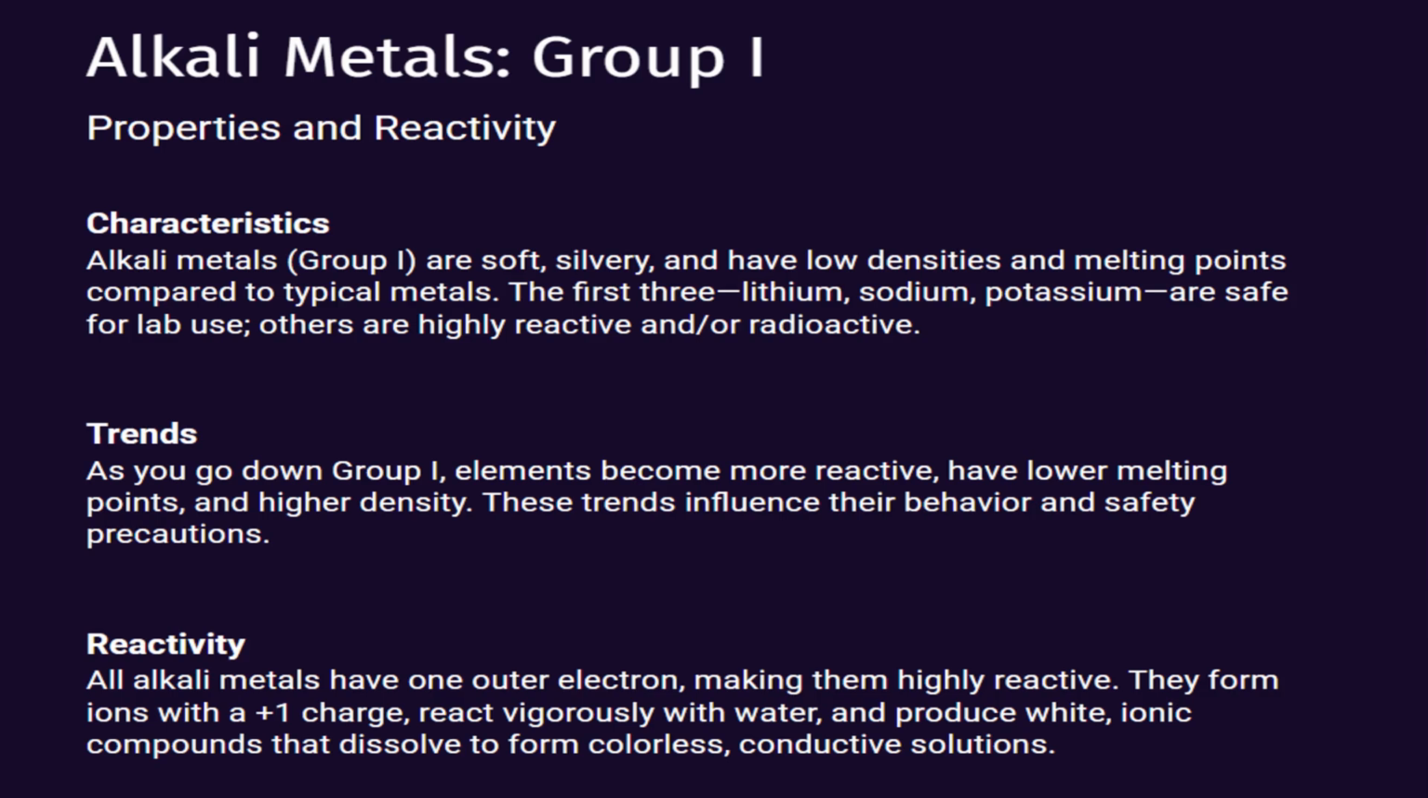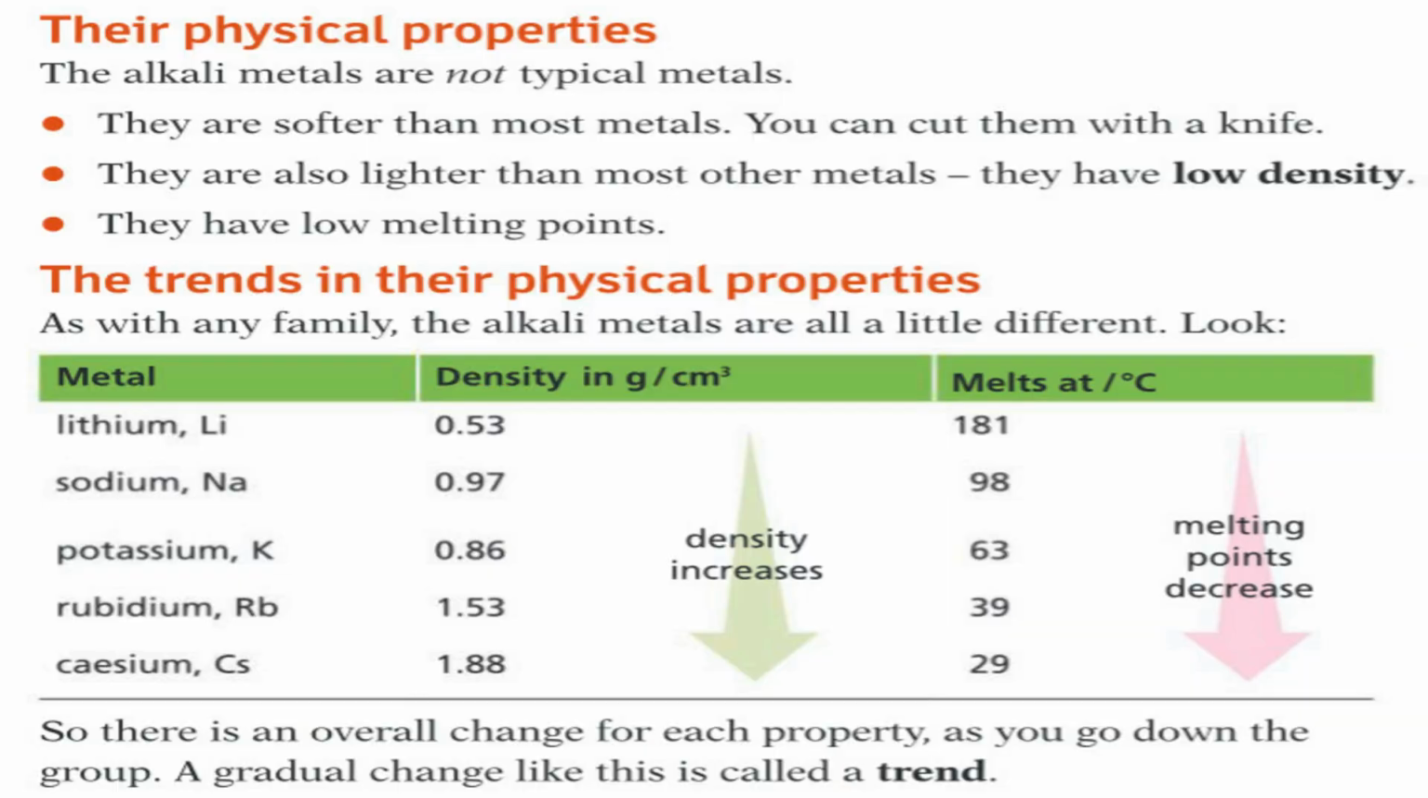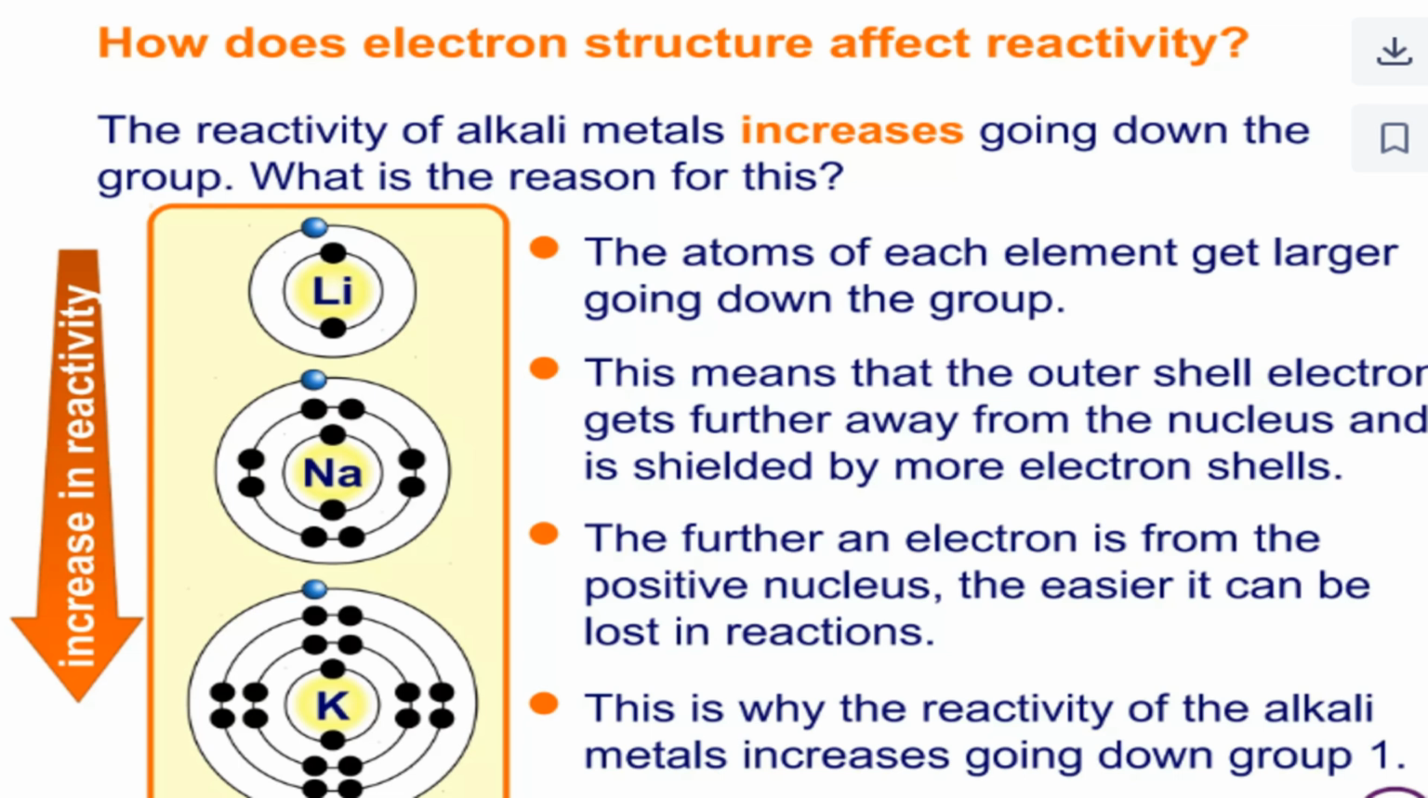Group 1 consists of alkali metals, which are soft, silvery, and highly reactive. Reactivity increases as you move down the group, and they all form ions with a +1 charge. Alkali metals are not typical metals, being softer and lighter with low melting points. As you move down Group 1, density increases while melting points decrease. These gradual changes are called a trend.